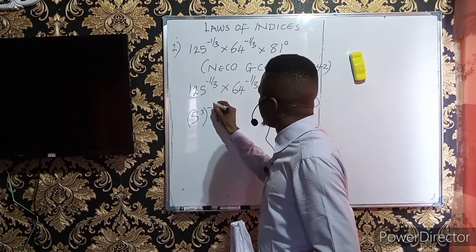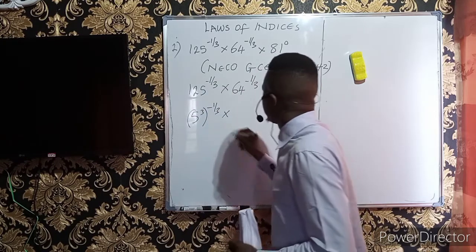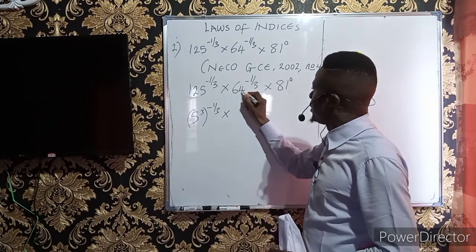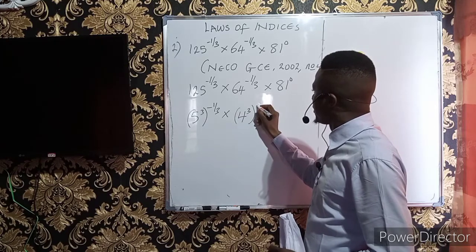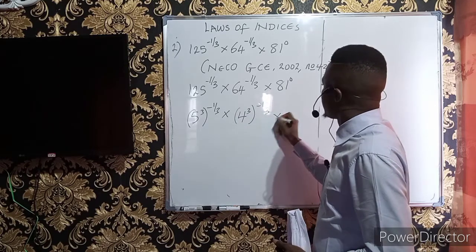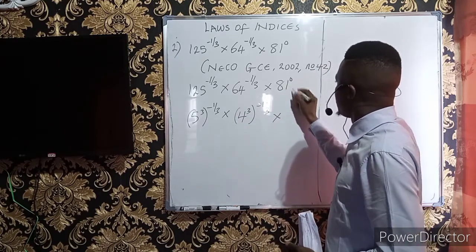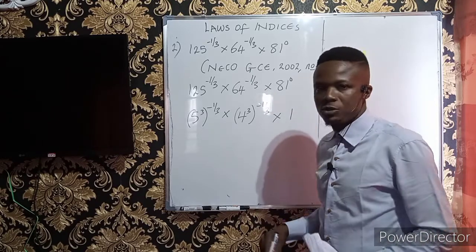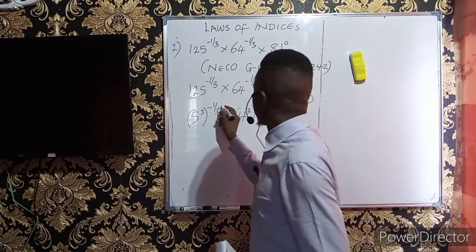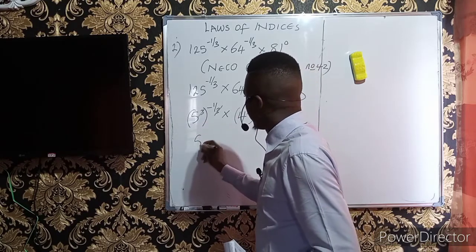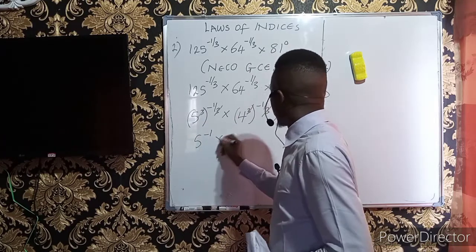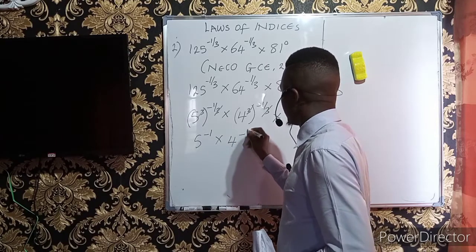Then I'll write my minus 1 over 3, times, what number to the power of 3 will give me 64? Of course, it is 4, because 4 to the power of 3 will give me 64, times any number to the power of 0 is just 1, from the laws of indices. So now this 3 will kill this 3, this 3 will kill this 3. We are left with 5 to the power of minus 1 times 4 to the power of minus 1.